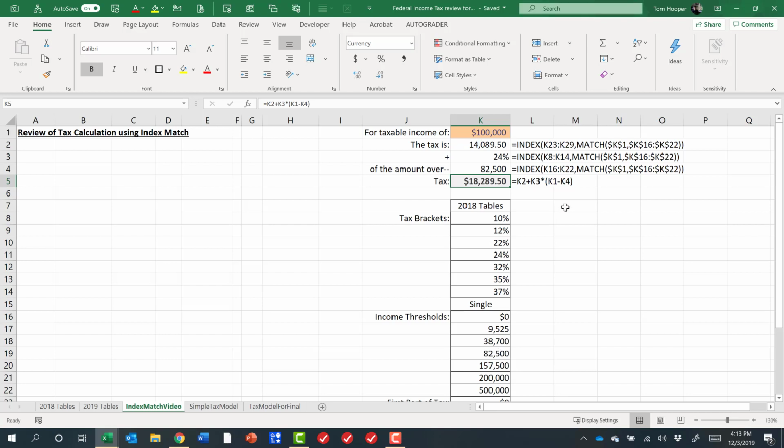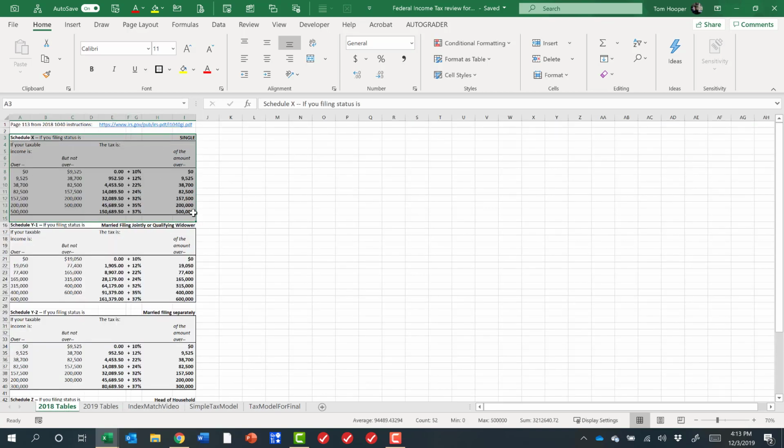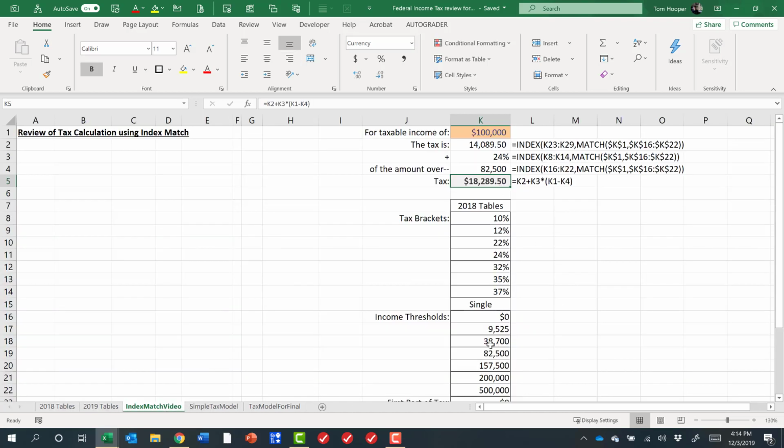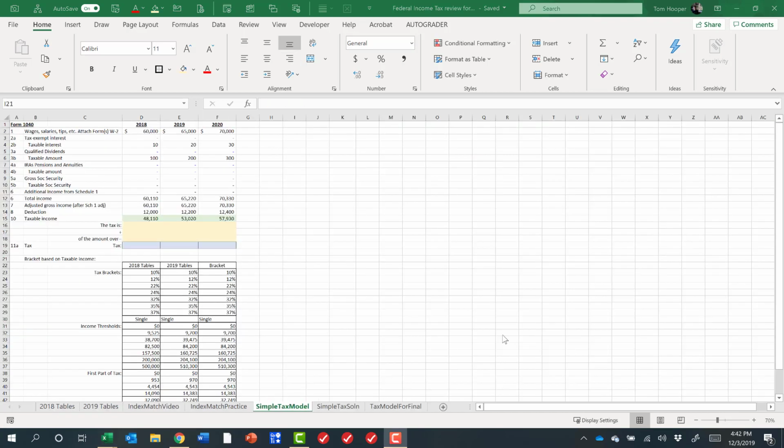I would like you to take a moment to think about the advantages of index match over VLOOKUP. You can imagine that we could have rearranged this table to use VLOOKUP. In fact, I don't think we would have had to rearrange it. We could have done it the same way by comparing our income to the leftmost column. Had we done that, we would have had no chance whatsoever of putting all this in one column.